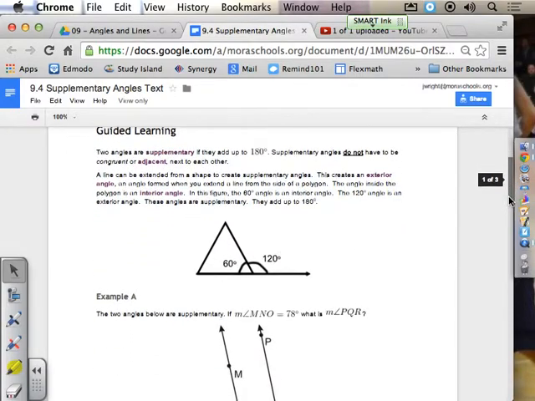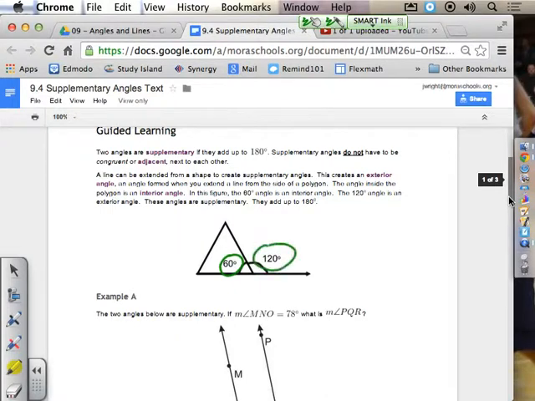All right, when two angles together add up to 180 degrees, they're supplementary. Of course, they do not have to be congruent, which means equal, and they do not have to be adjacent, which, as we went over last unit, means next to each other. A common way to make supplementary angles is to extend a line in a polygon. For example, this triangle down below. You see they extended the line down below? This is a 60-degree angle right here, and that means the other side of it is 120 degrees.